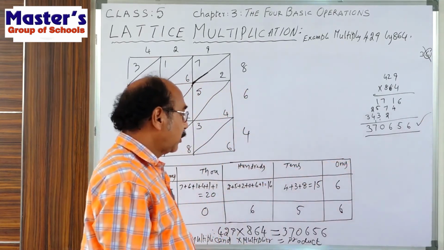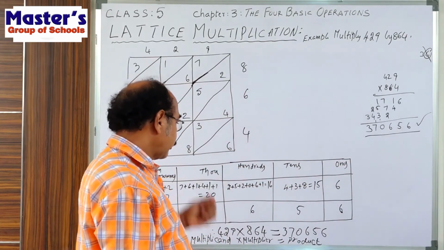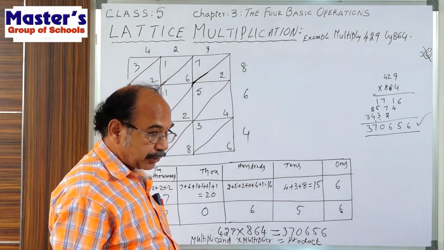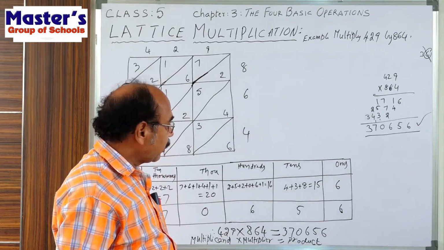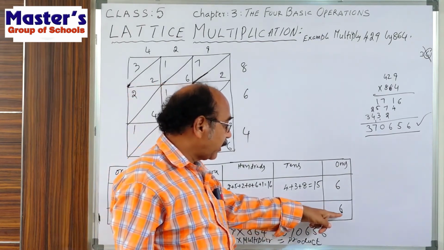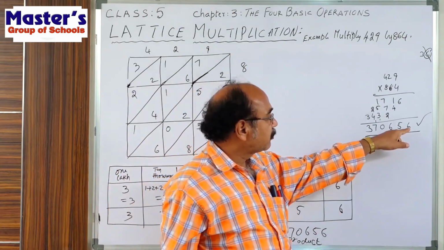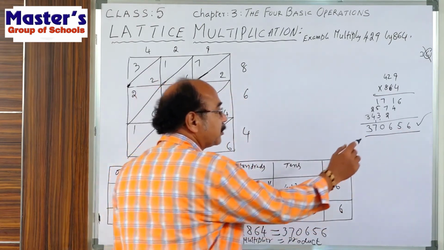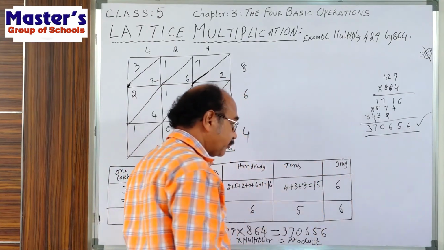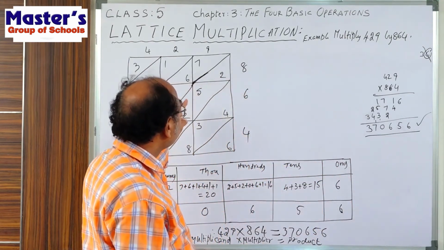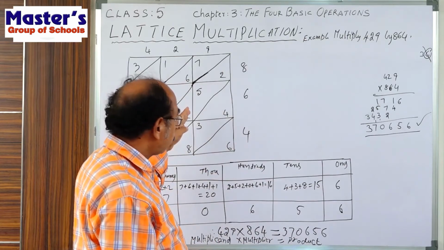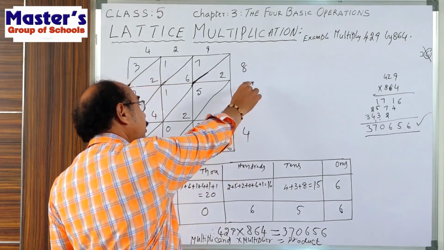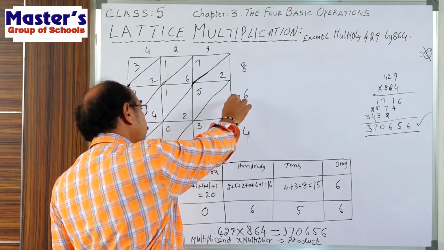What is this? Actual multiplication. Now, this is the lattice procedure. In the lattice procedure, what we are doing? In the ones place we are writing 6. See, ones place. What is the ones place? It is 6. That 6 we write first. Come to diagonal. What is the diagonal? This is the diagonal.